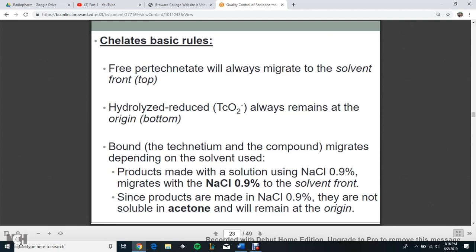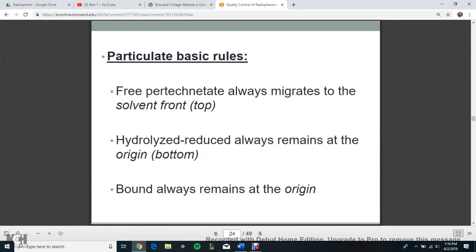Chelate's basic rules. Free pertechnetate will always migrate to the solvent front, which is the top. Hydrolyzed reduced Tech always remains at the origin, or the bottom. Bound, the Tech and the compound, migrates depending on the solvent used. Products made with a solution of normal saline migrate with the normal saline to the solvent front. Since products are made in normal saline, they are not soluble in acetone and will remain at the origin.